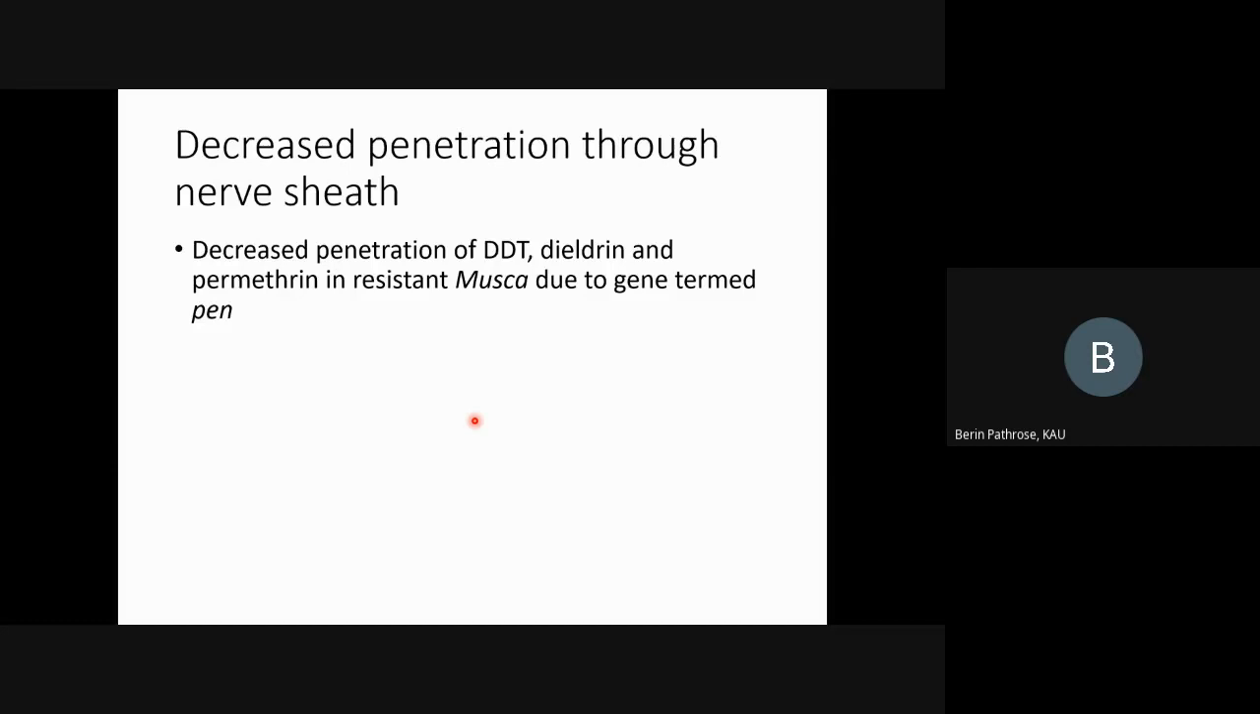The PEN gene is the one which helps in the penetration of DDT, dieldrin, and permethrin into the nervous system. But because of a mutation in this PEN gene, which helps in the penetration, it prevents the penetration of these insecticides, and these houseflies become resistant to DDT, dieldrin, and permethrin. So that is decreased penetration through the nerve sheath.